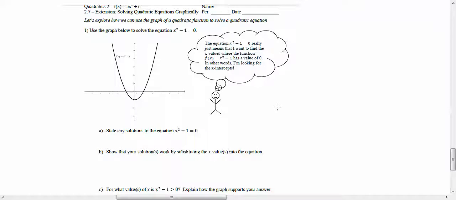So now we're going to look at this thing. Use the graph to solve the equation below. So we have our graph. It's x squared minus 1. We already know that that's going to be a regular parabola just dropped down by 1.